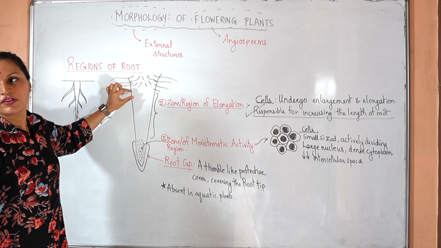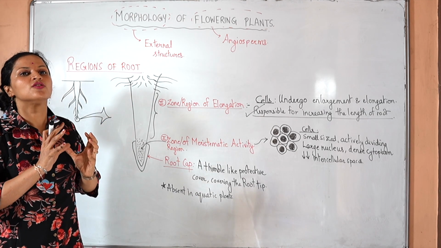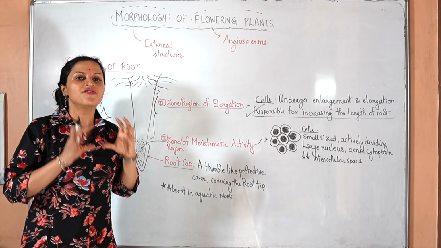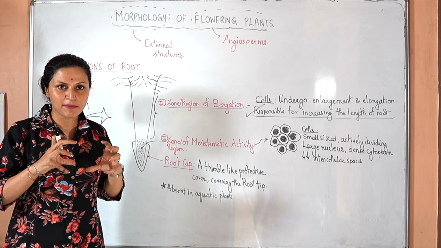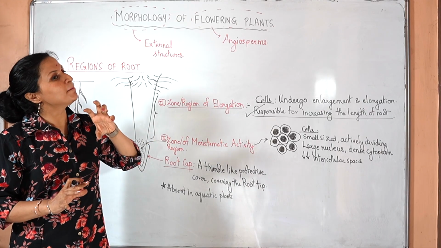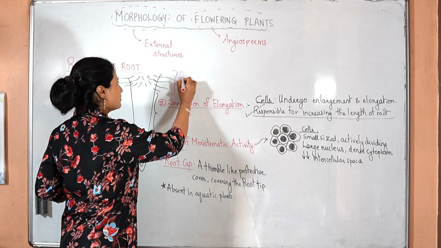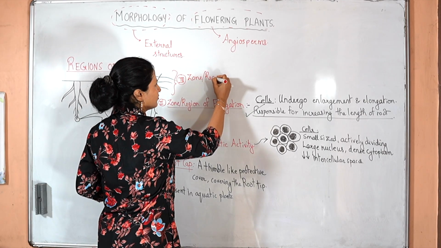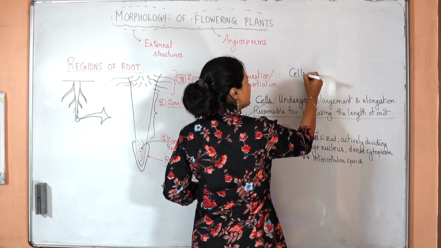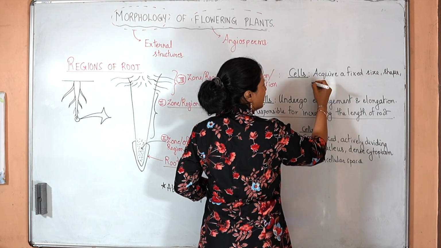Once the cells have elongated appropriately and enlarged in size, what will they do? They will undergo a process called differentiation, wherein the cell will acquire a fixed size, a fixed shape, a fixed function and structure, and it will not be able to divide again. It will become permanent. This zone, beyond the zone of elongation, this third zone, is known as the zone or region of maturation or region of differentiation. The cells in this region acquire a fixed size, shape, structure and function.